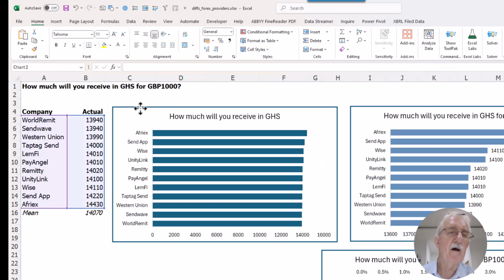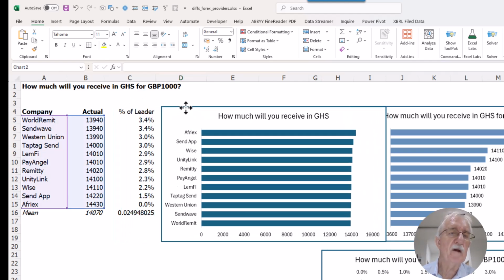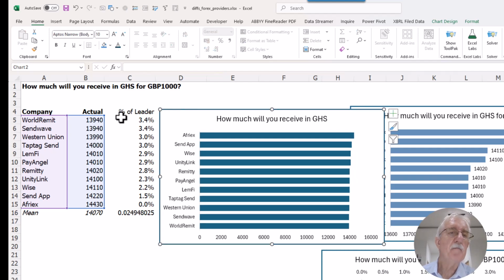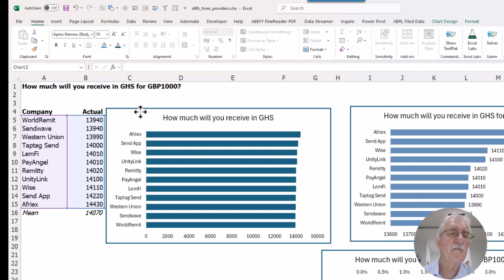a column here next to my original table, percentage of leader. We're dealing with very small percentages. So if we set AfriX at 0%, then all the rest are relative to that, really. And the difference really is tiny. But I wouldn't present this. It's difficult to get a message across where this is not the message. It's only part of the message.